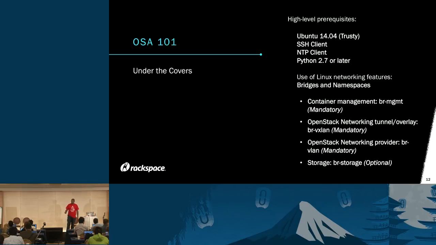The networking features. So this, again, remember we talked about the bridges and namespaces. These are the bridges that need to be created in order for OSA to work. Now, this is probably the most complicated part of OSA, is doing the networking part. But there are a lot of examples out there on GitHub, as well as the lab that we're stepping through today. There's a good example of how you can set up the networking on a cloud server as well. So there's a lot of good examples out there, so don't let that part overwhelm you.